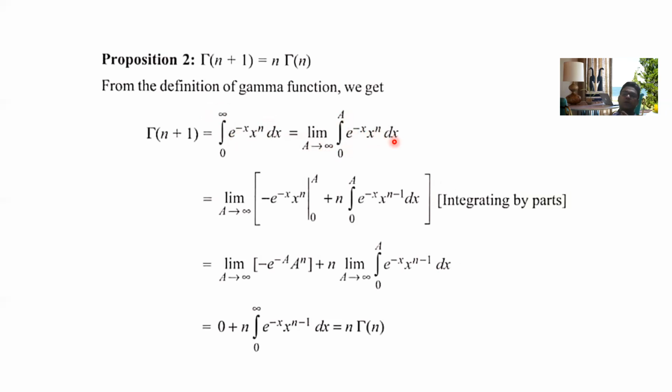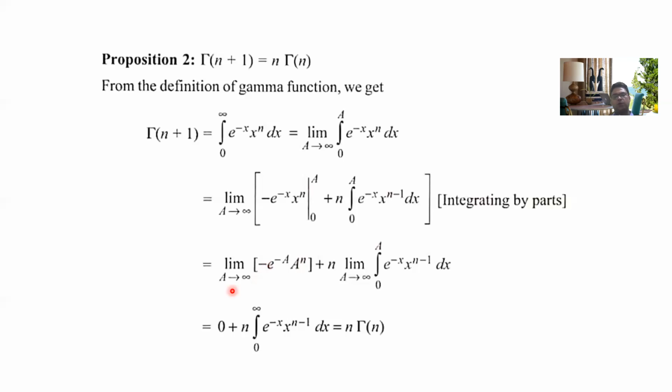By using integration by parts you can solve it. So the limit as a tends to infinity of minus e to the power minus x, x to the power n, from 0 to a, plus n times the integral from 0 to a of e to the power minus x, x to the power n minus 1 dx. When you substitute the upper limit, you get minus e to the power minus a, a to the power n, and when the lower limit is 0, ultimately it is 0.